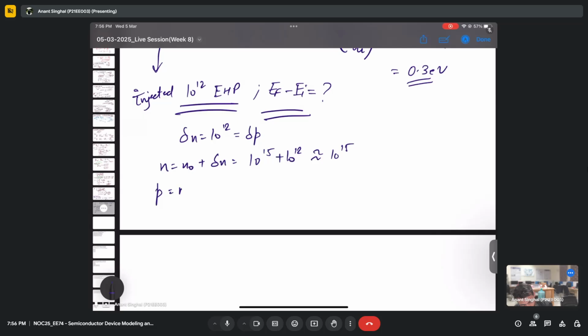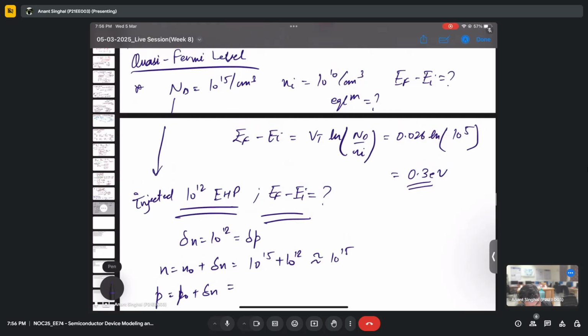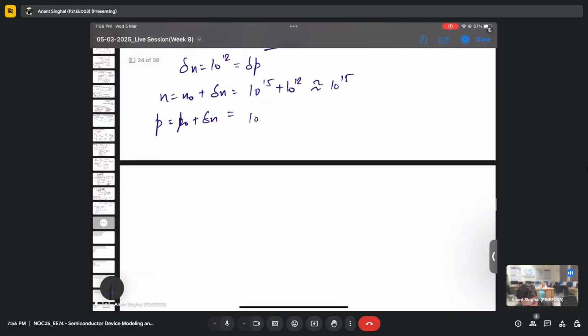And p will be p naught plus delta n, where the initial p naught was what? We can calculate p naught by np equals ni square. So p naught will come out to be 10 to the power 5. So it is 10 to the power 5 plus 10 to the power 12, that will be 10 to the power 12 only.